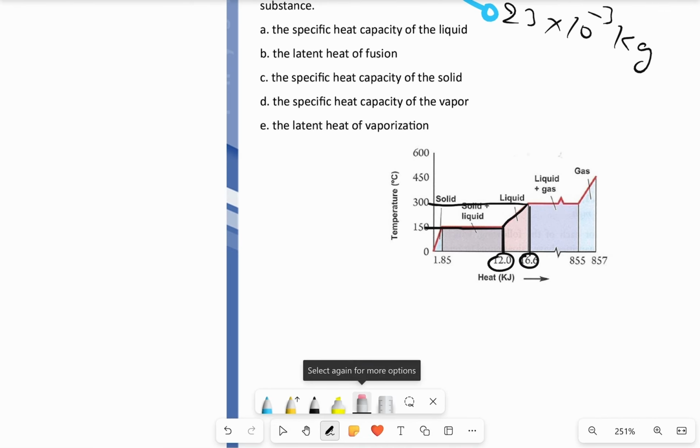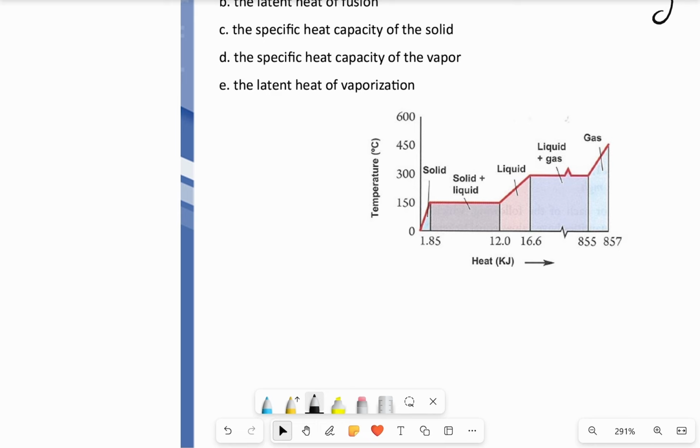B, the latent heat of fusion. So remember, latent heat of fusion was the energy needed per unit mass to change a substance's phase from solid to liquid or liquid to solid. Here, where is the liquid and solid? It is here. You see, I told you when you are dealing with the latent heat of fusion or latent heat of vaporization, temperature is going to be constant. So where do you have solid and liquid both, and the temperature is constant? Here, look, this line is straight. It means that the temperature is constant. I have 1.85 to 12 kilojoules.